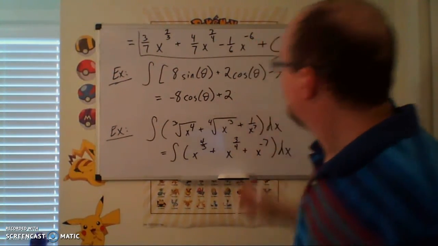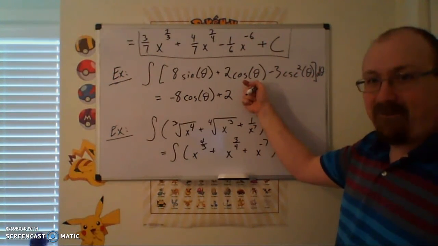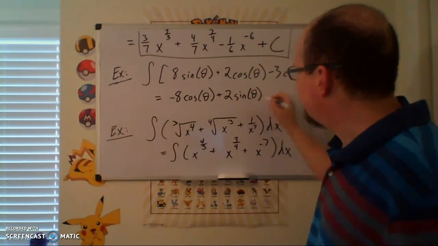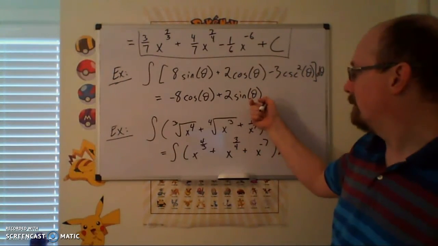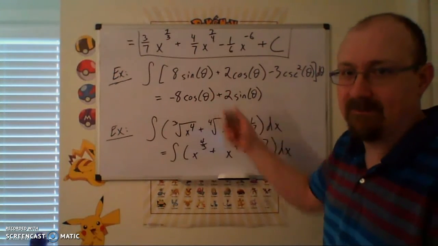So here, we have the plus 2 times the antiderivative formula for cosine of theta, which gives us sine of theta. And as usual, make sure you're writing the "of theta." This isn't a theology class. We're not talking about sin or just cos or anything like that here.